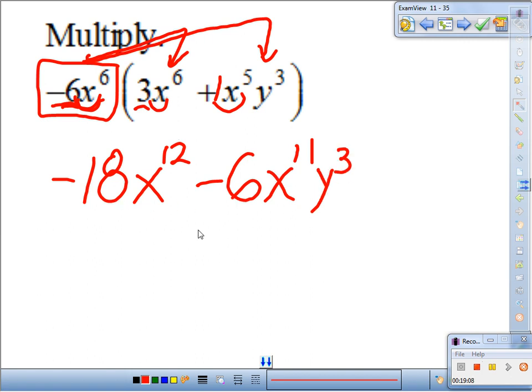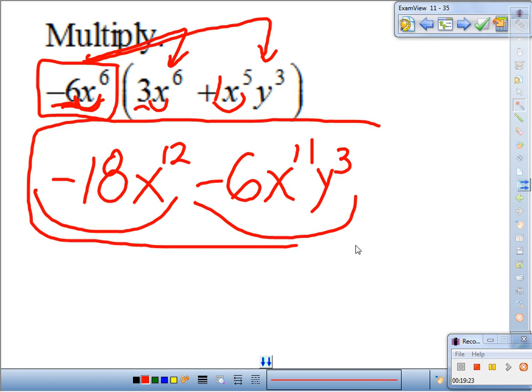Can we combine like terms again? Let's see. Is this one the same kind as this one? No, therefore we're done. They have to be the exact same variable with the exact same exponents in order to combine. And if you got that? Okay, good.